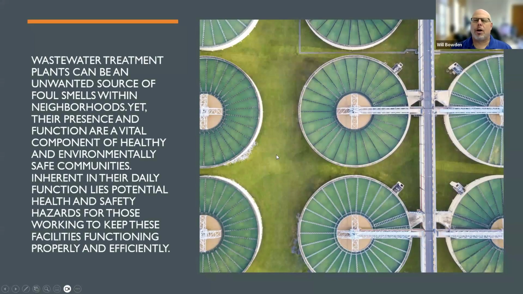So we all understand that wastewater treatment plants can be an unwanted source of foul smells within neighborhoods. Yet they're a vital part of everyday life in terms of health and environmentally safe communities. Inherent in their daily lives lies potential for health and safety hazards for those working in these facilities to keep them functioning properly and efficiently.